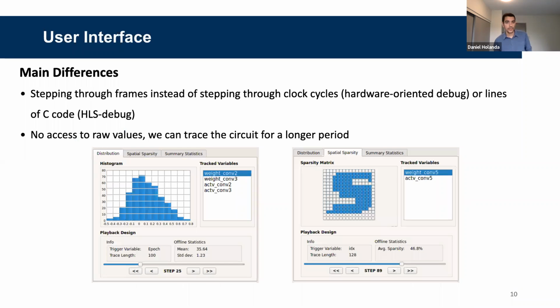And in this work, we also put in some effort on conceptualizing how the user will visualize the information that has been recorded by our instrumentation. As you can see here, the main takeaway is that we're not stepping through clock cycles as we would normally do in Signal Tap and in any other hardware-oriented debug flow. We're not stepping through lines of C code as we would do in a high-level synthesis-oriented debug flow. Instead, we're stepping through frames of the machine learning circuit. What this actually means is that we have no access to the raw values of the matrices we're tracing, but we can trace the circuit for a substantially longer period.